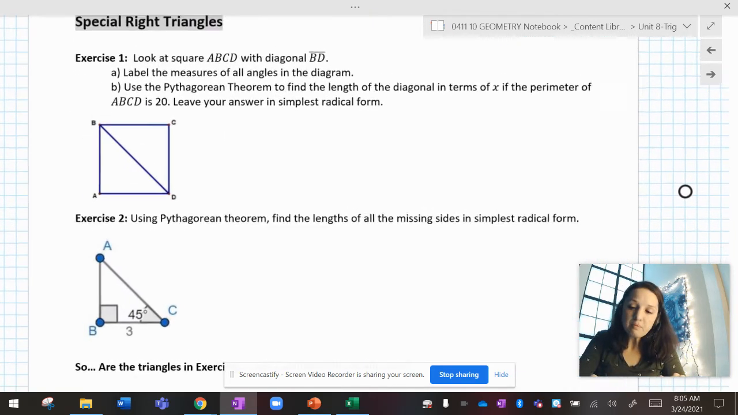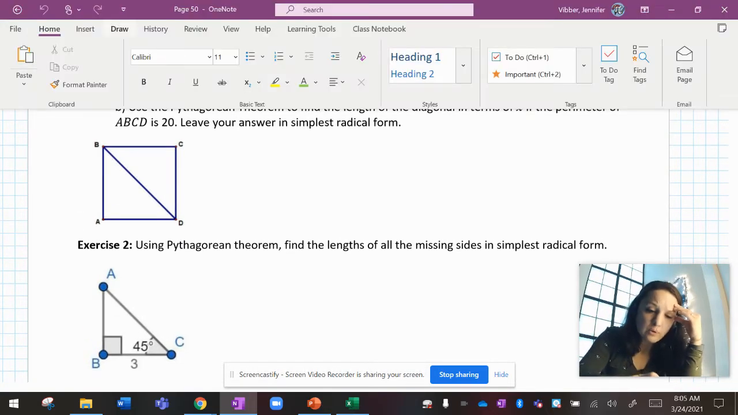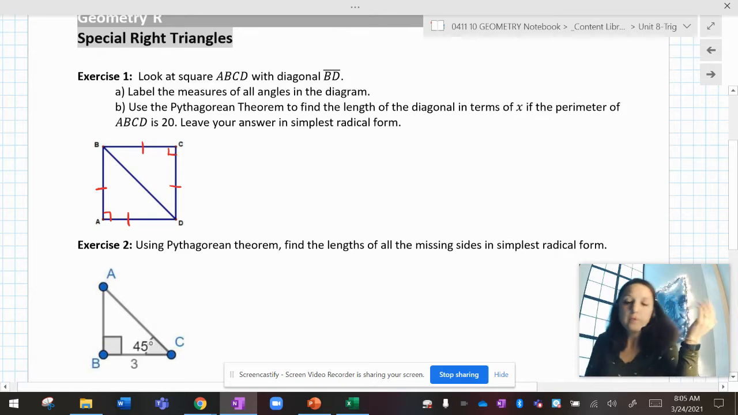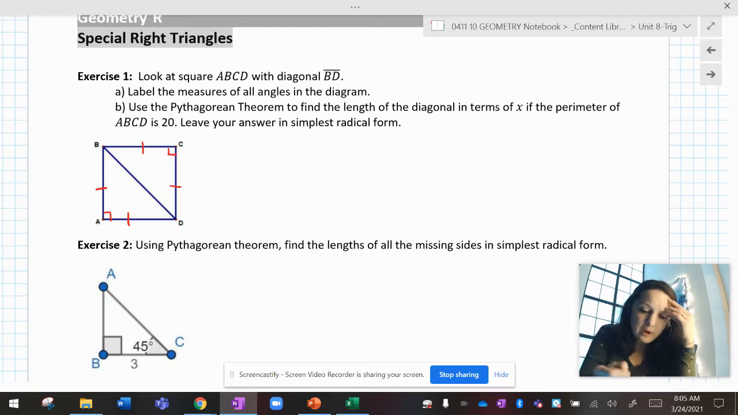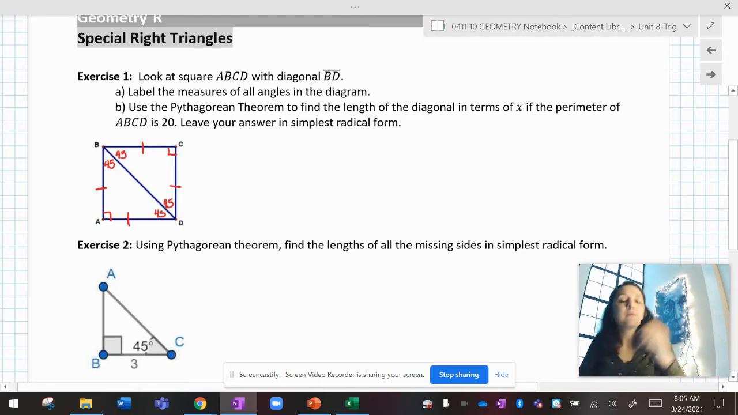All right. So this says, let's look at square ABCD. If this is a square, which it is, I know that this side equals that side and this side equals that side, and I know that that's 90. It says label the measures of all the angles. Well, I got the 90s. And one of the things I remember about a square is that the diagonals bisect the angles. So if the corners are 90 and they get bisected, you get some 45s in here. And I have now created two 45-45-90 triangles.